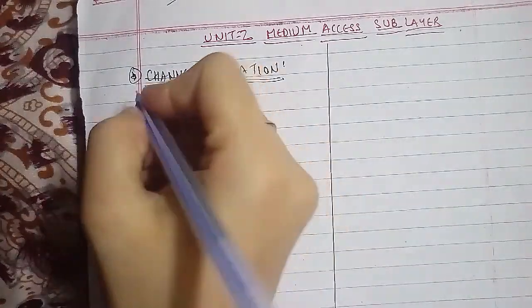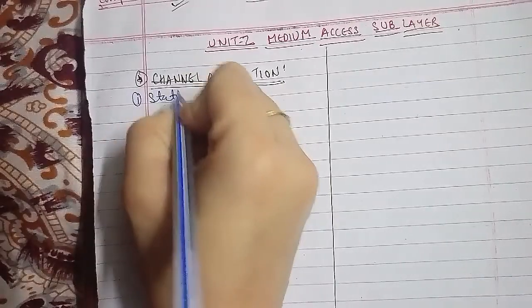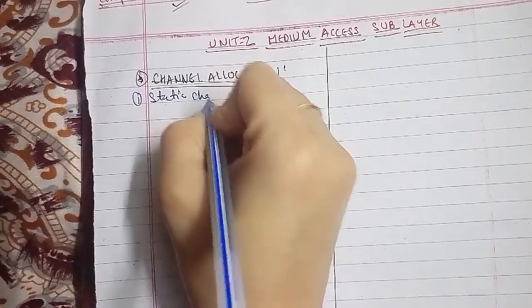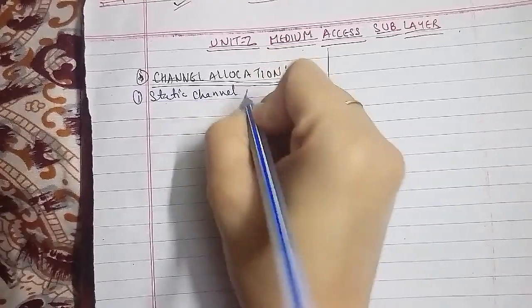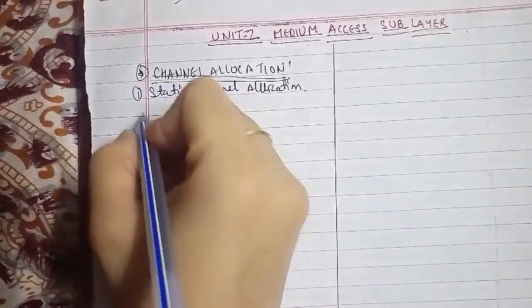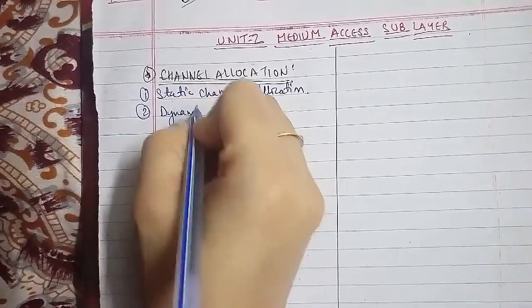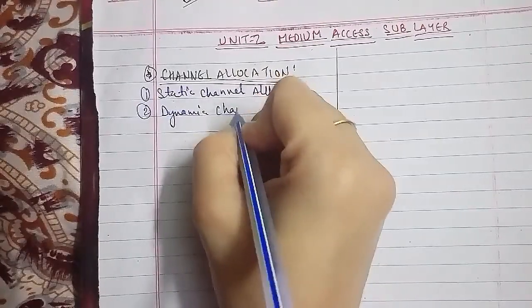The first is static channel allocation, and the second one we have is dynamic channel allocation.